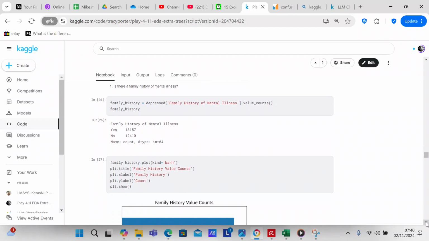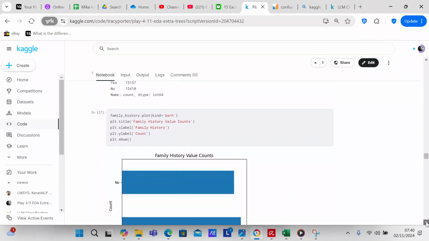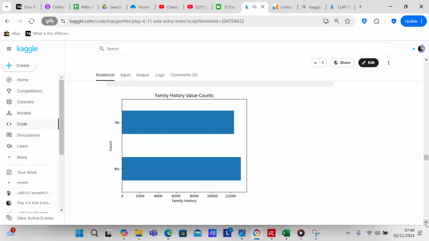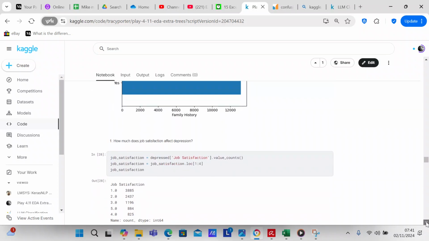The next question is, is there a family history of mental illness? And you have slightly more people who are depressed who have a family history of mental illness than not. So that's interesting. A lot of people who are depressed don't have a family history of mental illness, but slightly more have a history of mental illness.